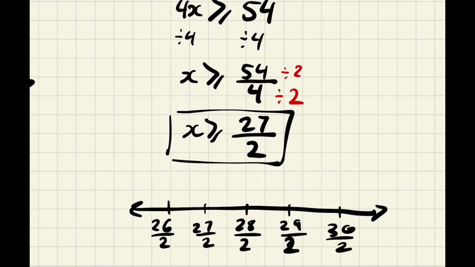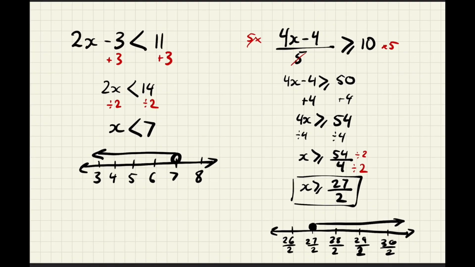Then we're dealing with greater than or equal to, so we use a closed circle. Then we're greater than or equal to 27 on 2, so we're drawing our arrow in the direction of the larger numbers. Excellent. So there you have it. That is how you solve linear inequalities and how you graph them on a number line.